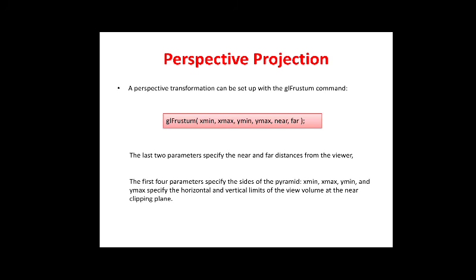And xmin, ymin, xmax, ymax are the sides, the end points, of that particular object, or we can say a pyramid. Whatever pyramid is formed due to this projection, those are the coordinates of its sides. So this is the command I will call when I want to apply the perspective projection.